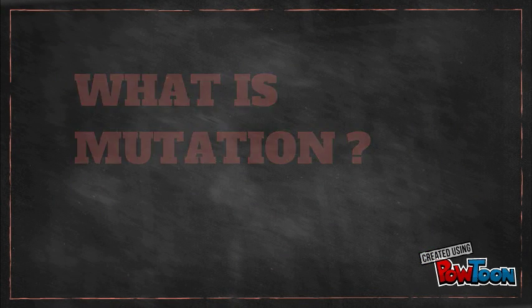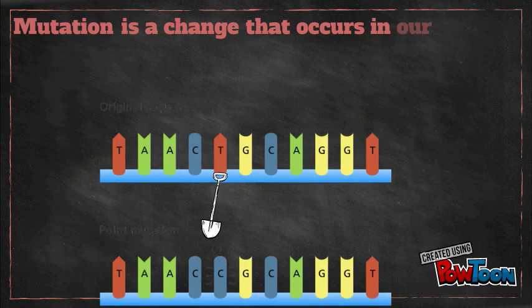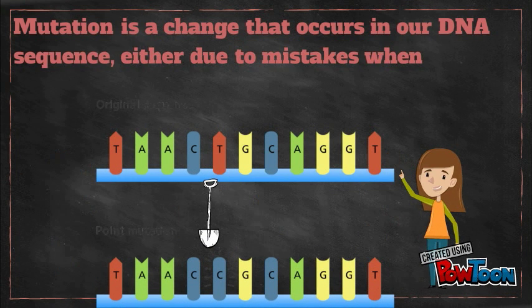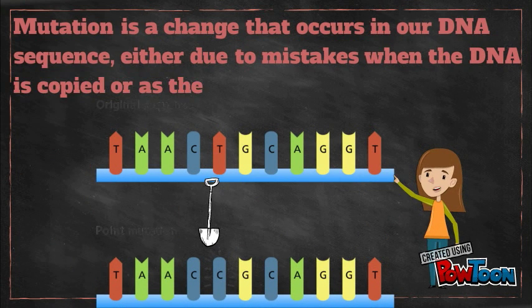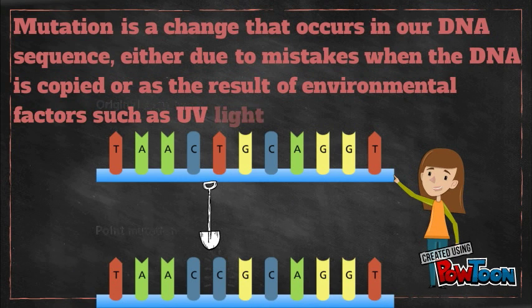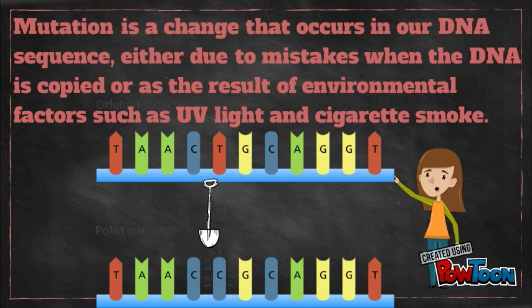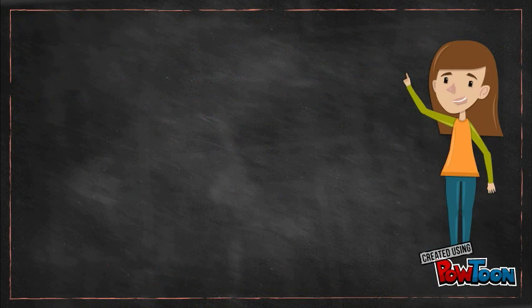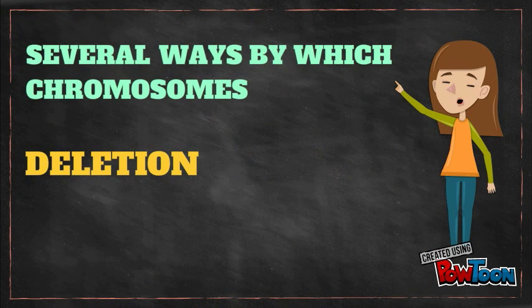What is mutation? Mutation is a change that occurs in our DNA sequence either due to mistakes when the DNA is copied or as a result of environmental factors such as UV light and cigarette smoke. These are called mutagens. There are several ways by which chromosomes are changed.